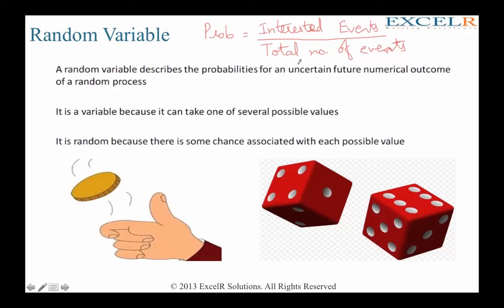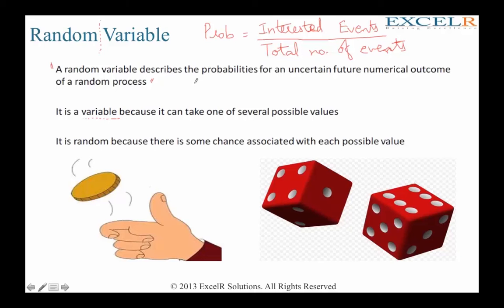All right. What is a random variable? A random variable describes the probabilities for an uncertain future numerical outcome of a random process. It was a difficult statement for me to understand. I'm assuming it is the same for you all also. So let us divide this into two parts and then let us analyze. Let us first analyze and try to understand what is variable.